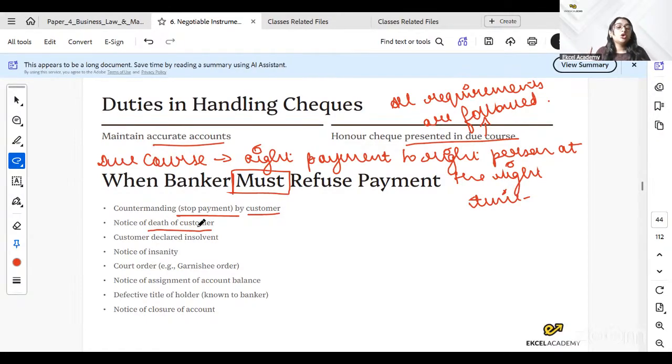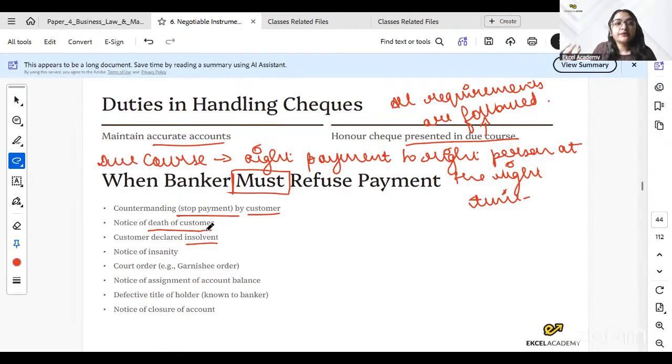Now the account belongs to whom? The account belongs to the customer. So upon the death of the customer, the bank must refuse the payment. All right. Why? Because the customer before their death had authorized that payment. But because the customer is no more, you will have to stop all the payments in the name of the customer. Declared insolvent. What happens in your insolvency?